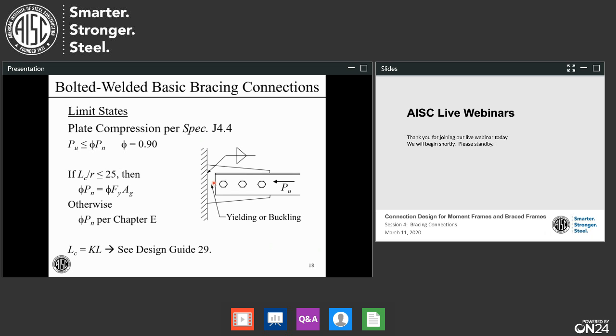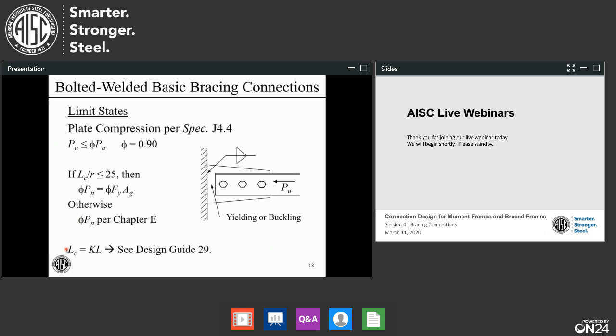We evaluate this region for compression using the spec, section J4.4, and you see our acceptance criterion right here. Our phi Pn can't exceed Vpn using LRFD. Vpn is calculated as shown here. If our unbraced length divided by the radius of gyration does not exceed 25, then we just calculate the yielding strength in this region. If the unbraced length over r exceeds 25, we have to calculate the flexural buckling strength per section E3.